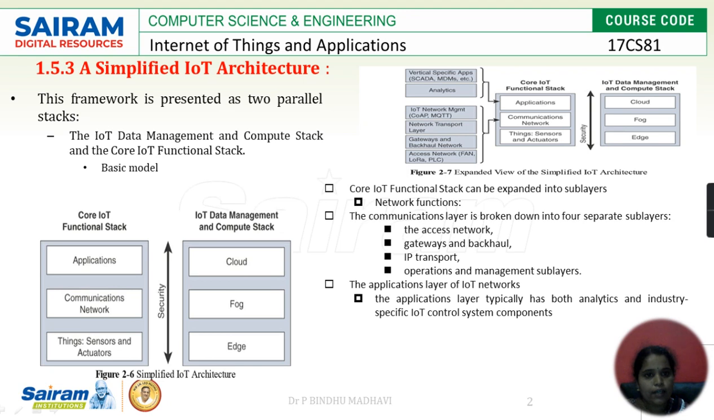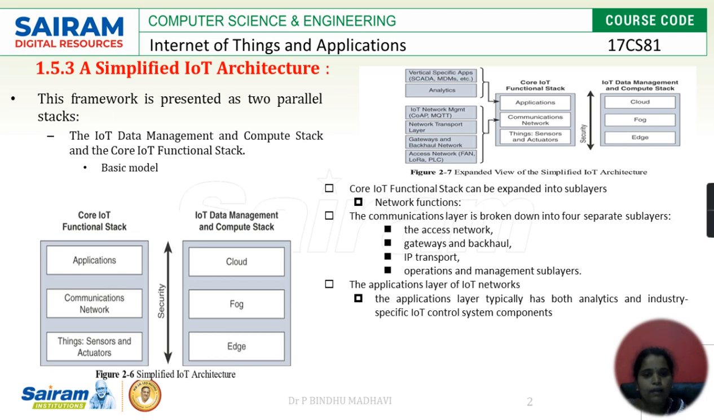Also the communication layer, here you can see it is subdivided into 4 categories. To access the network, this is a component. Also gateways and then backhaul connectivity. To transport the information here and there we need this IP transport, and there are certain operations and management functionality, so we need the operations and management sublayer. So the communication layer, to perform its work, is dependent on these 4 sublayers.